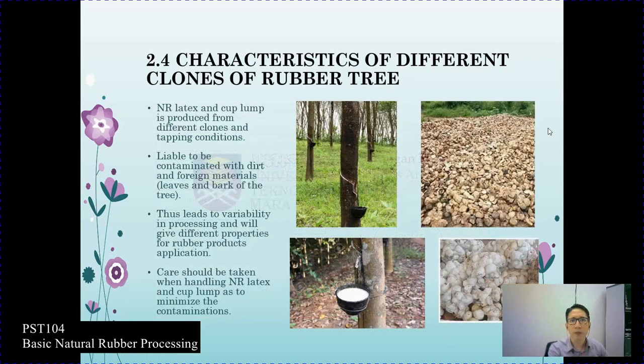And then the characteristics of different clones of rubber tree. Okay, bear in mind there are different types of rubber in the world. Even in each country, they plant different types of rubber clone or rubber tree. Natural latex and cuplump are produced from different clones and tapping conditions. They are liable to be contaminated with dirt and foreign material, leaf, bark from the tree, thus leading to variability in processing and giving different properties for rubber product applications. Care should be taken when handling natural rubber latex and cuplumps to minimize the contamination.